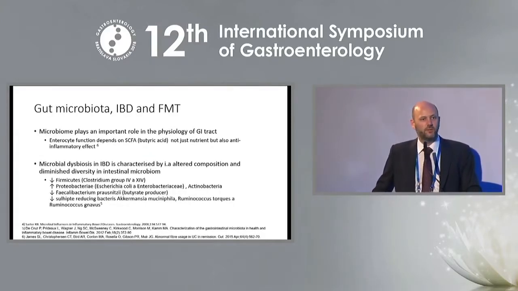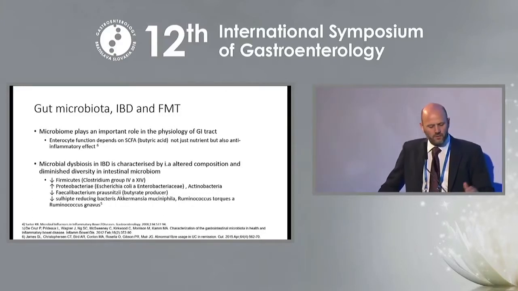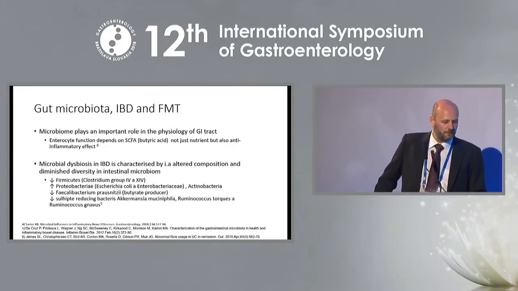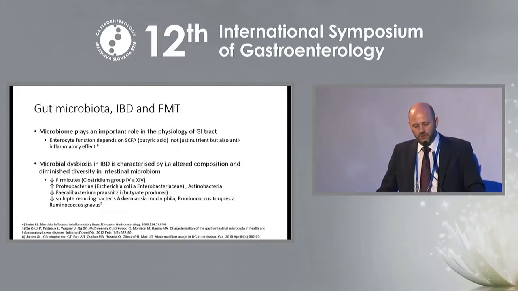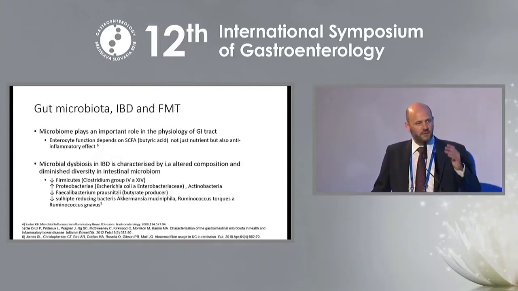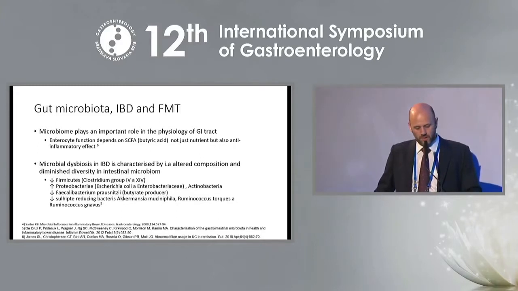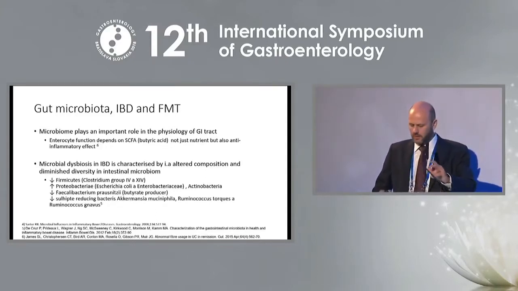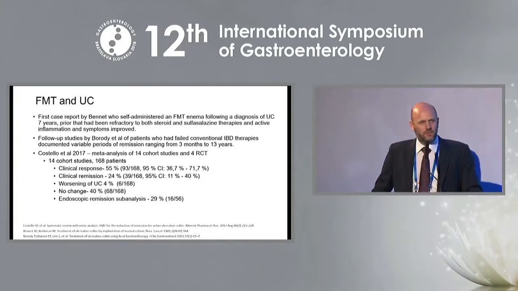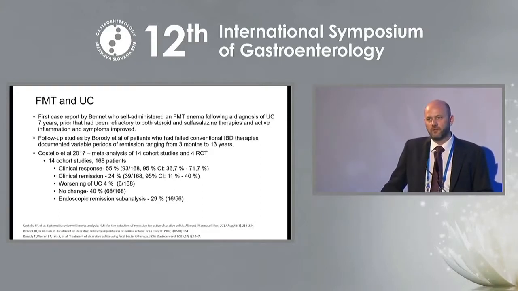Now I would like to proceed to IBD. We all know that the microbiome plays an important role in the physiology of the GI tract. Inter alia, the enterocytes' function depends on the SCFA, not just as a nutrient, but also for its anti-inflammatory effect. And it is well known that in IBD there is a microbial dysbiosis, which is characterized by various changes in the composition and diversity. We have heard about that in the previous lecture. So there was a growing interest in using FMT also in this condition, and in UC there are several trials I would like to talk about.